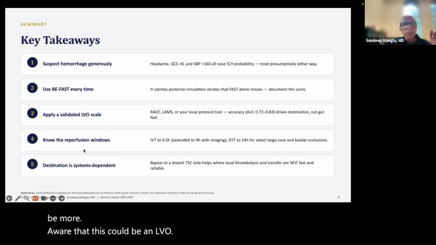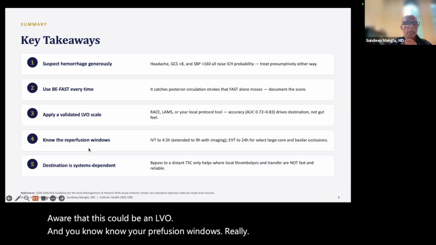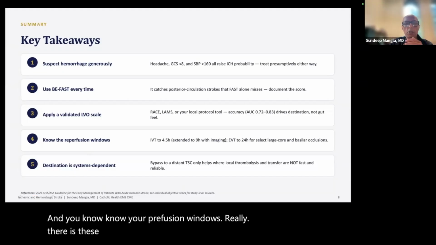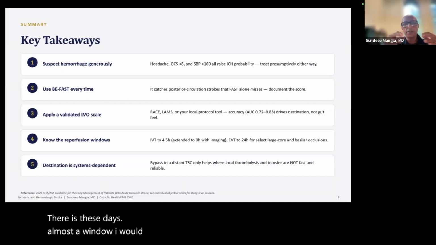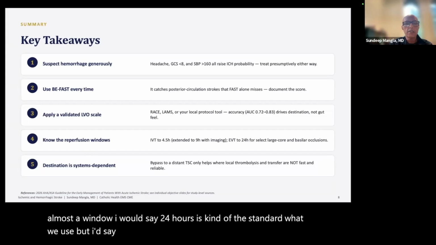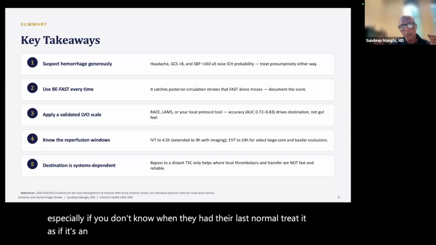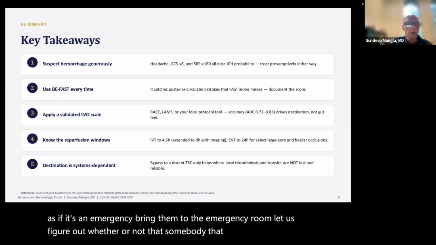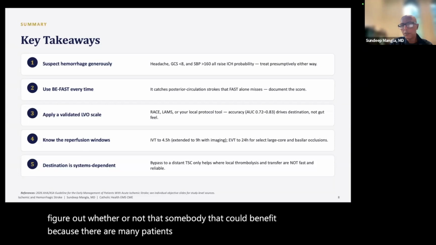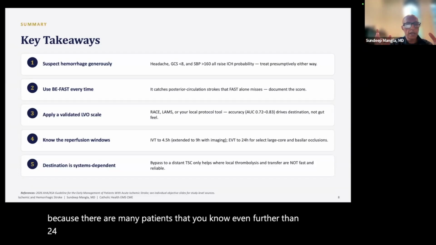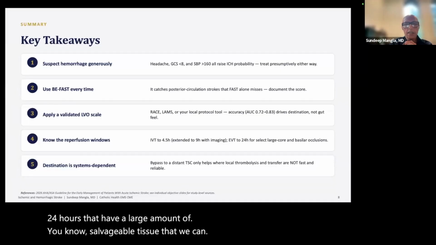And know your perfusion windows. Really, these days, there is almost no window. I would say 24 hours is kind of the standard we use, but I'd say even out to 2 days, 3 days, sometimes, especially if you don't know when they had their last normal, treat it as if it's an emergency. Bring them to the emergency room. Let us figure out whether or not that's somebody that could benefit, because there are many patients, even further than 24 hours, that have a large amount of salvageable tissue that we can potentially save.